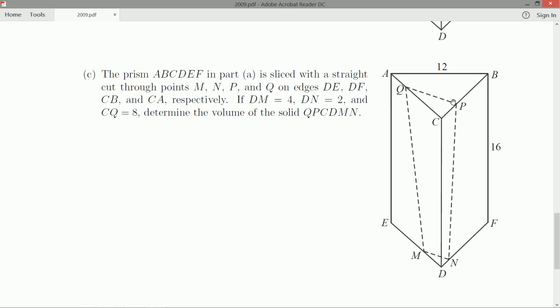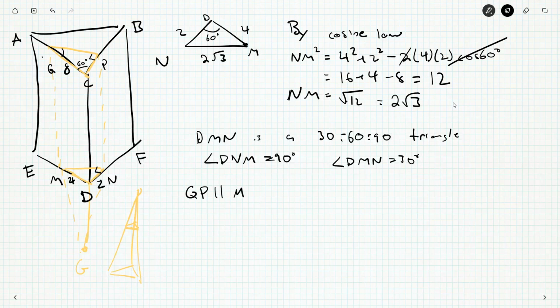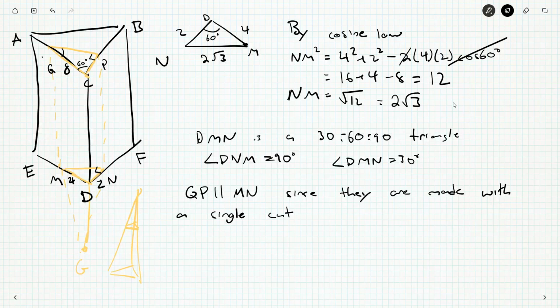Is there a more exact way to write it up? So how do we want to write it? So QP is parallel to MN since they are made with a single cut. Okay, it doesn't mean that one is right on top of the other, but they are parallel with regards to sort of, QPMN is sort of like a sheet. Parallel might not be the best word to use. Now, I know CB is parallel to DF. They are right on top of each other. Parallel is not the easiest thing to work with in 3 dimensions, but it is still defined in a sense. They have the same direction.